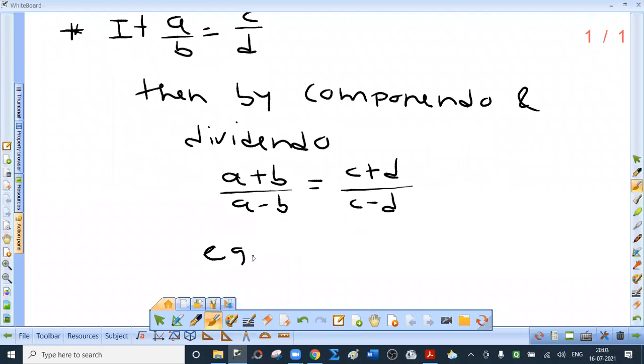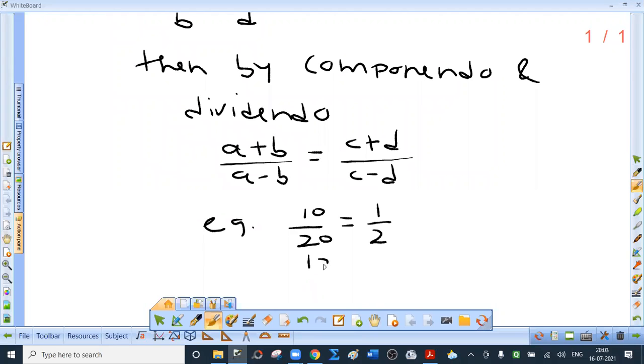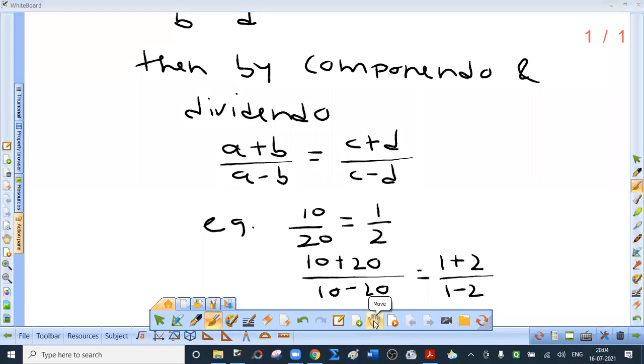For example, 1 upon 2 or 10 upon 20 is 1 upon 2. We will verify. See whether 10 plus 20 upon 10 minus 20 is same as 1 plus 2 upon 1 minus 2. Just check this. 10 plus 20 is 30. 30 upon minus 10, that is minus 3. And here 3 upon minus 1, that is minus 3. Okay. So this is nothing but componendo and dividendo.